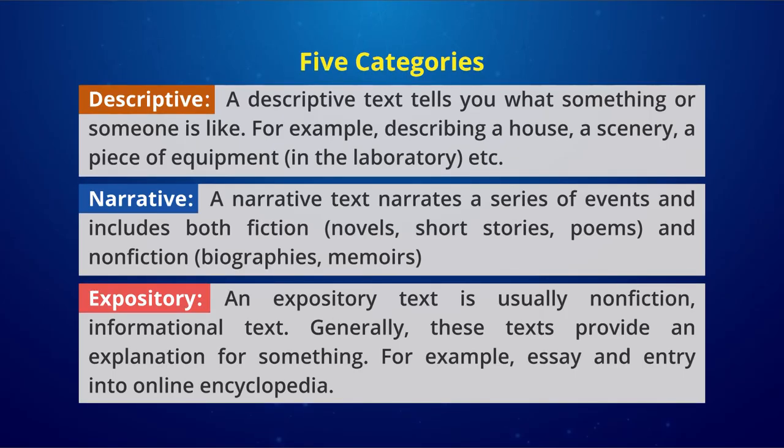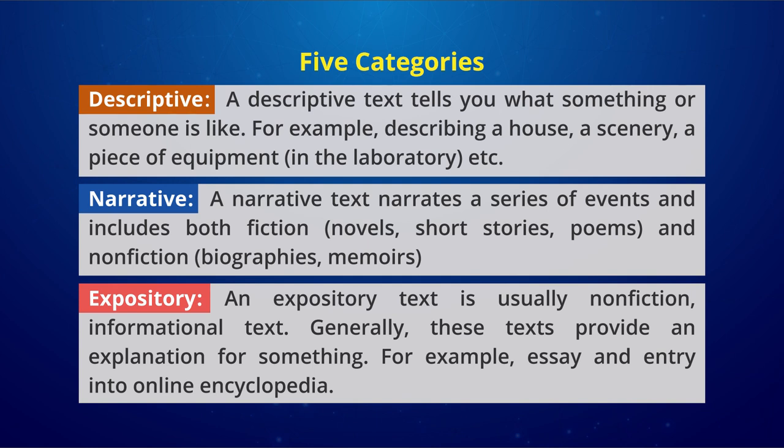Right, so Hemant is going to tell you the different kinds of texts with examples. Thank you, sir. As sir just mentioned, there are many types of text. The first one is descriptive text. A descriptive text tells you what something or someone is like. For example, describing a house, a scenery, a piece of equipment in the laboratory, etc.